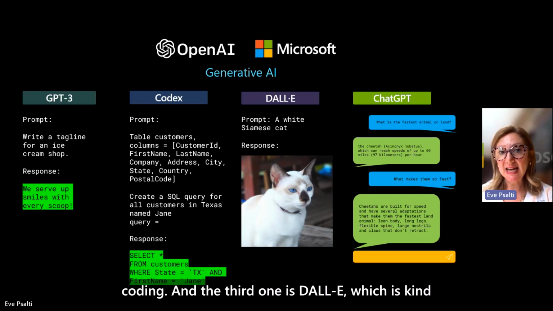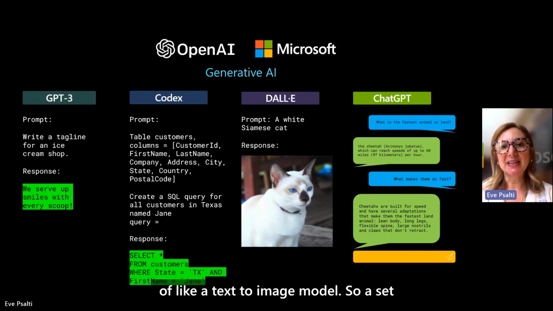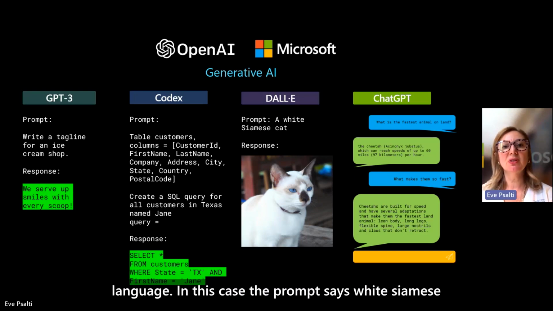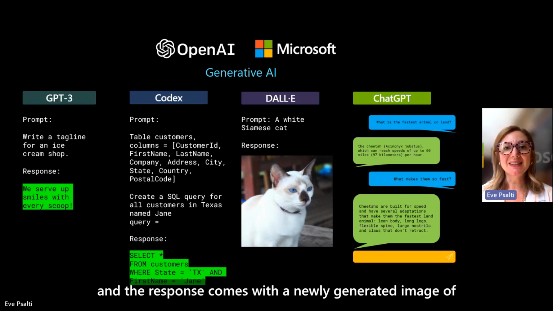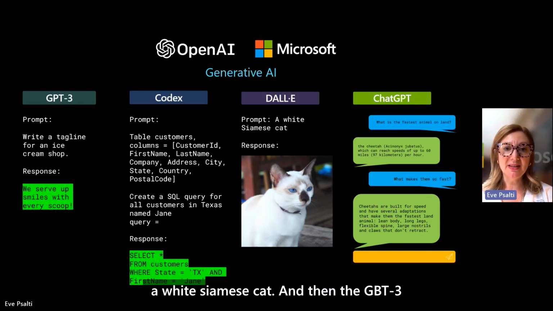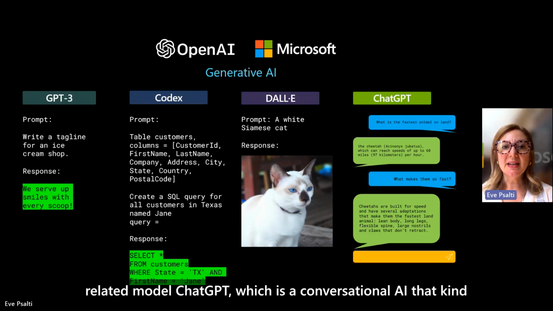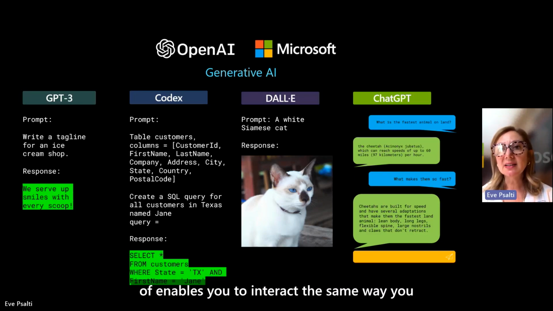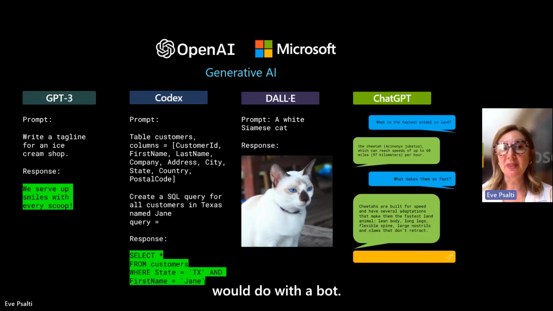And the third one is Dall-E, which is a text to image model. So a set of models that can generate or manipulate images from natural language. In this case, the prompt says a white Siamese cat, and the response comes with a newly generated image of a white Siamese cat. And then the GPT-3 related model, ChatGPT, which is a conversational AI that enables you to interact the same way you would with a bot.